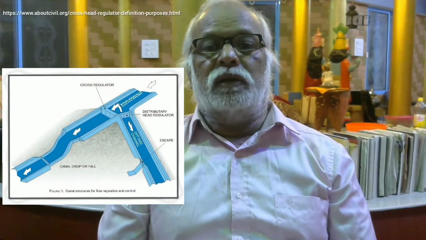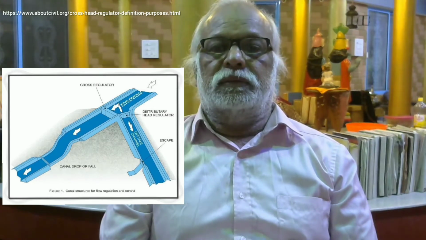Hello, good morning. We are discussing various hydraulic structures along the canal system for enabling effective irrigation to the agricultural lands. The major hydraulic structures are the dam, the cross regulator, the head regulator, the tank sluice, the direct sluice, and the canal drop. This cross regulator is otherwise called a canal regulator.